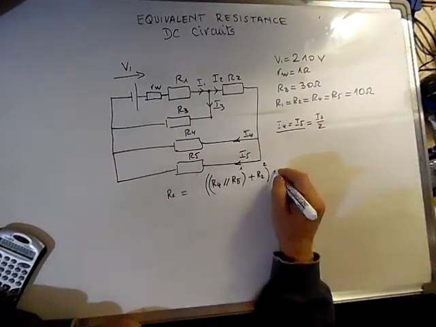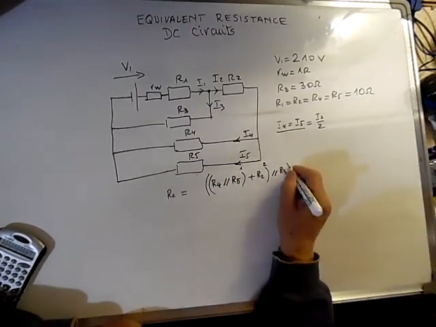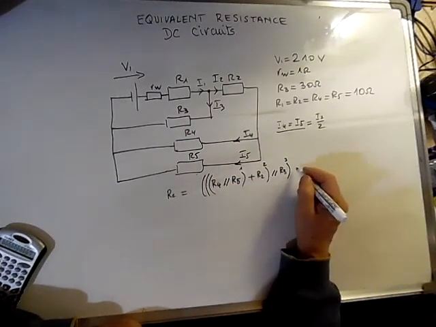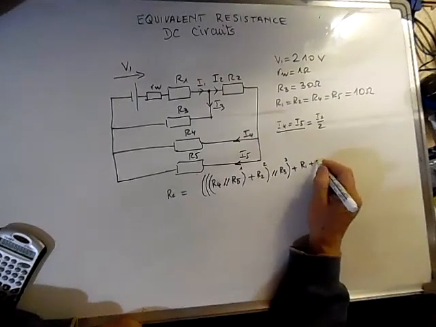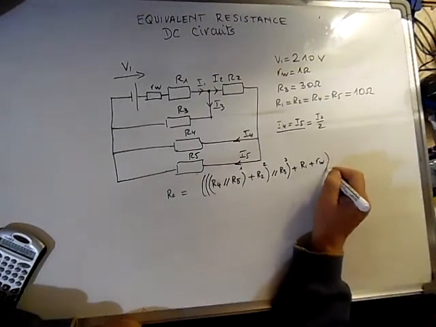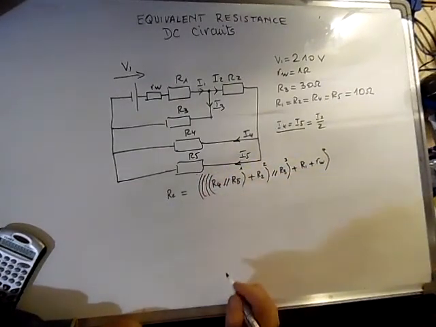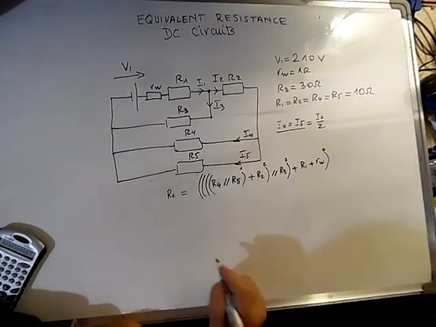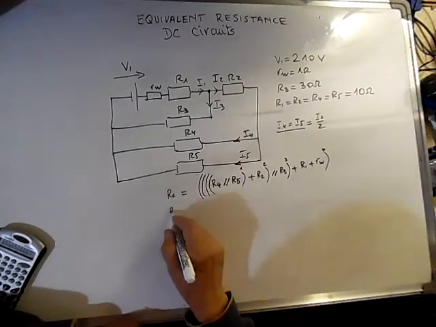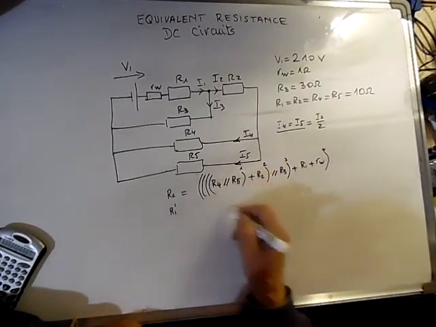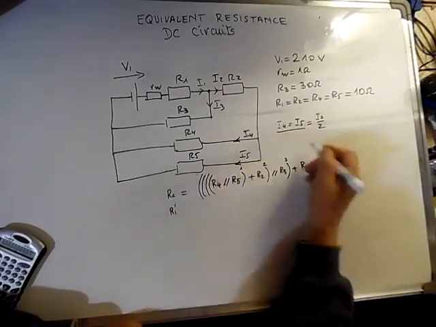Third step, R3 is in parallel with the three resistors. Okay, and now finally we add R1 and RW, which is the internal resistance of the generator, to calculate the equivalent resistance of this circuit. So let's start. Let's call this one R1 prime, this one R2 prime, and this one R3 prime, and this is RE.